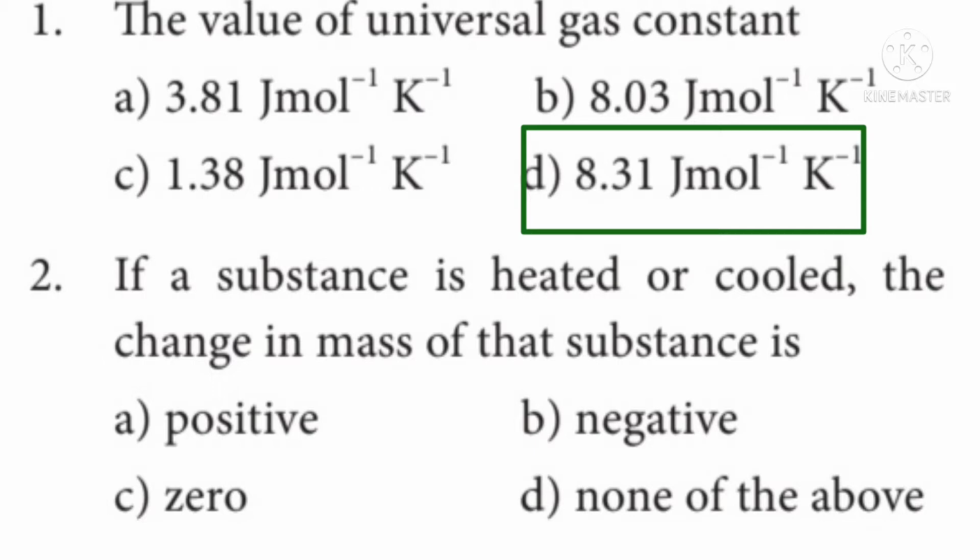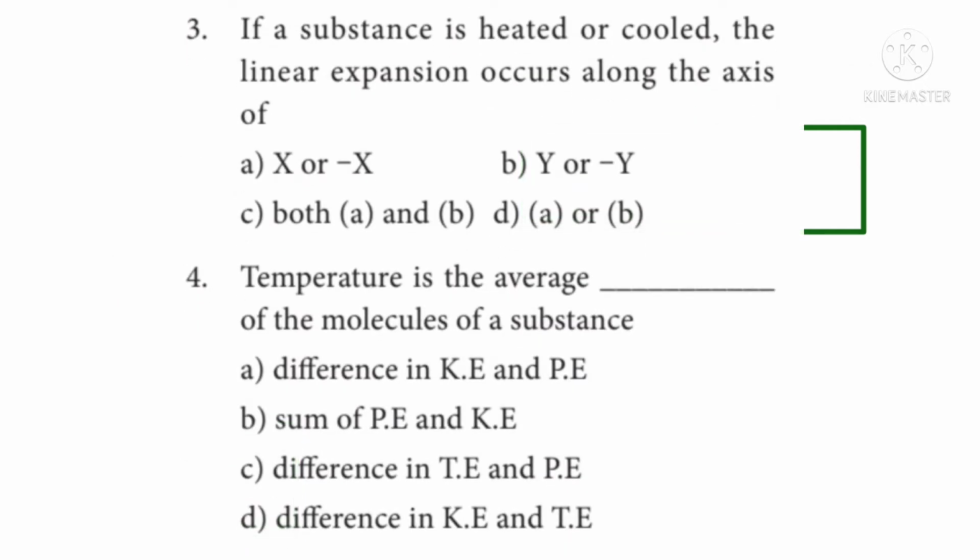Second question. If a substance is heated or cooled, the change in mass of that substance is options A positive, B negative, C 0, D none of the above. The correct answer is option C 0. Third question. If a substance is heated or cooled, the linear expansion occurs along the axis of options A x or minus x, B y or minus y, C both A and B, D A or B. The correct answer is option A x or minus x.